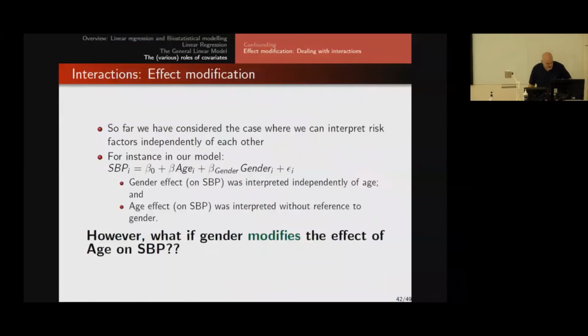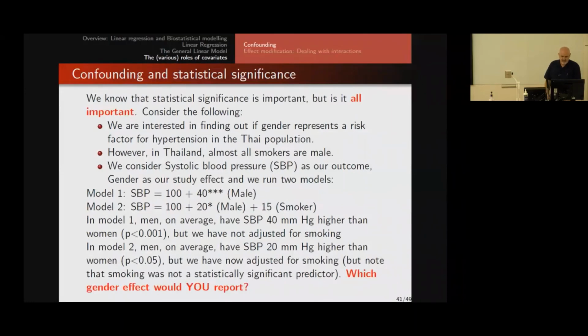Okay, very quickly. So far we've considered the case where we can interpret a risk factor independently of each other. The other thing I wanted to talk about was effect modification. What if gender modifies the effect of age on SBP? Now, this is distinct from confounding, okay? And even at first, they look the same, but they're very different concepts.